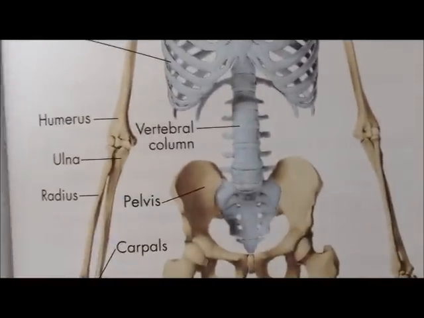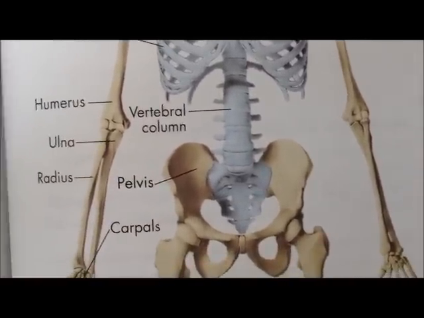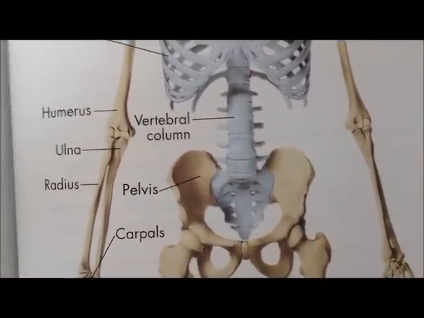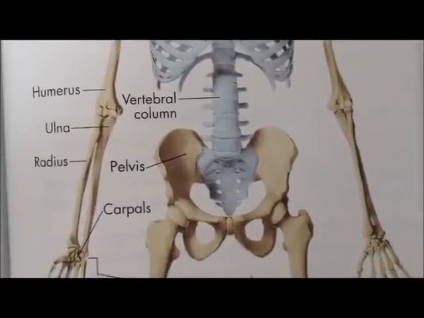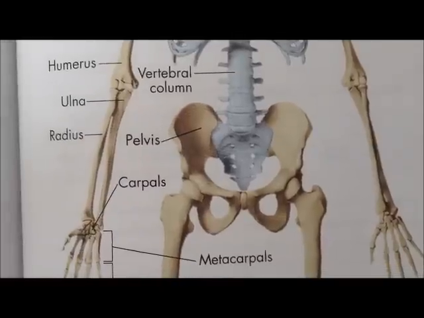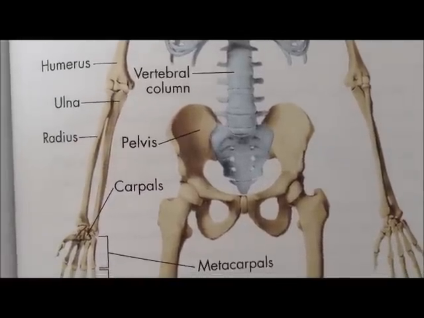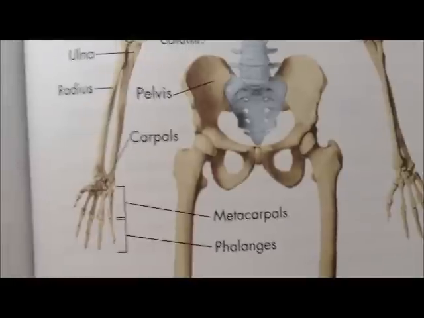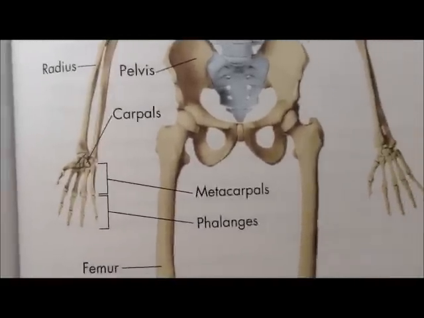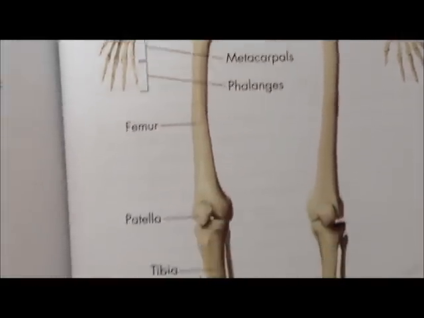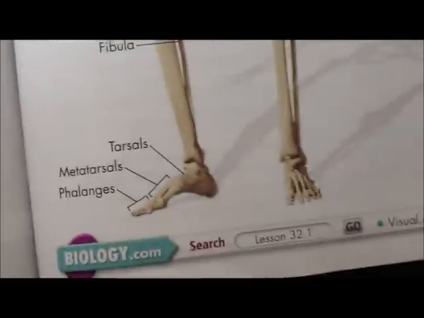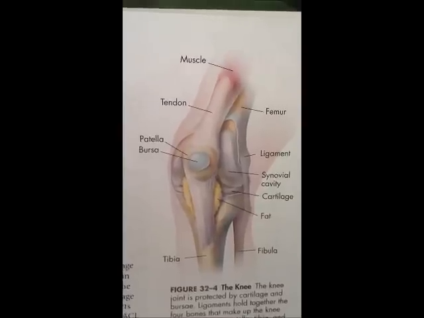Mineral storage. Bones contain reserves of minerals including calcium that are important to many body processes. When blood calcium levels are low, some reserves are released from bones. Blood cell formation. Many types of blood cells are produced in soft tissue that fills the internal cavities of some bones. The joint capsule consists of two layers.